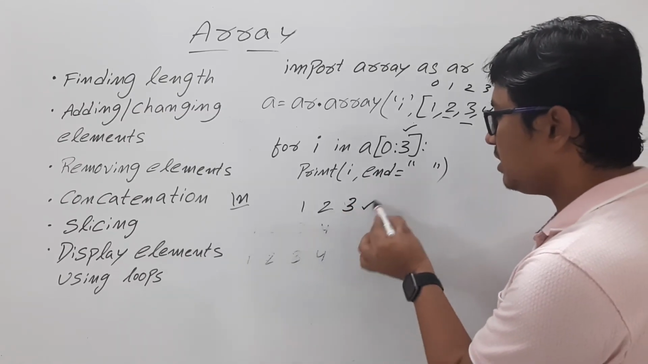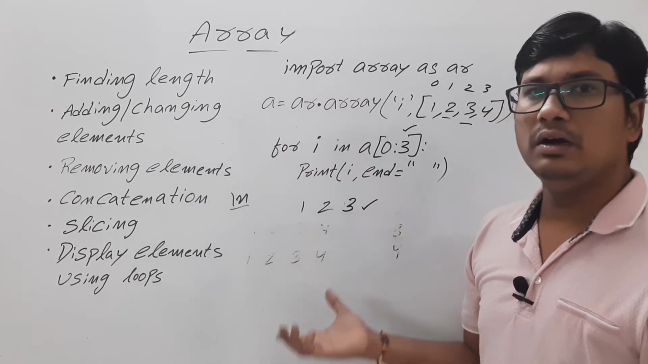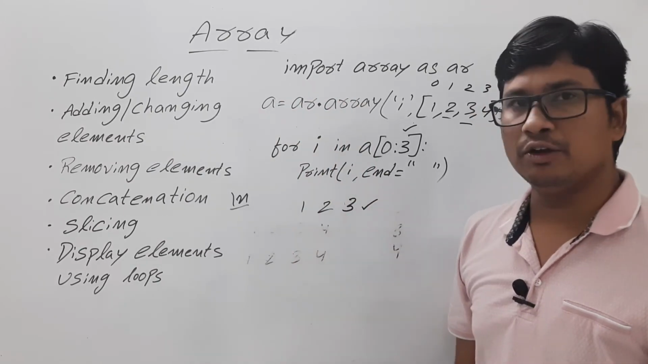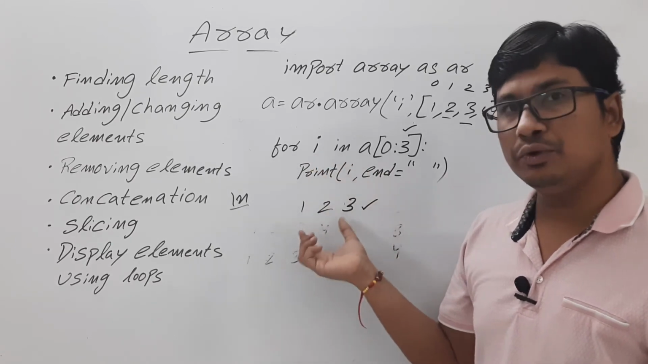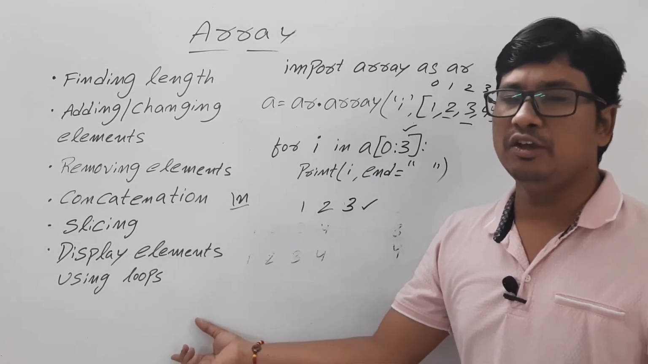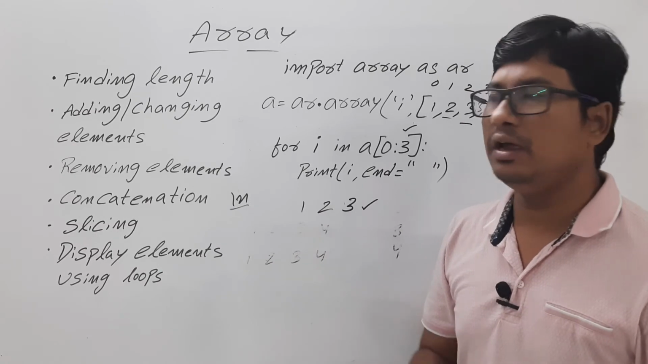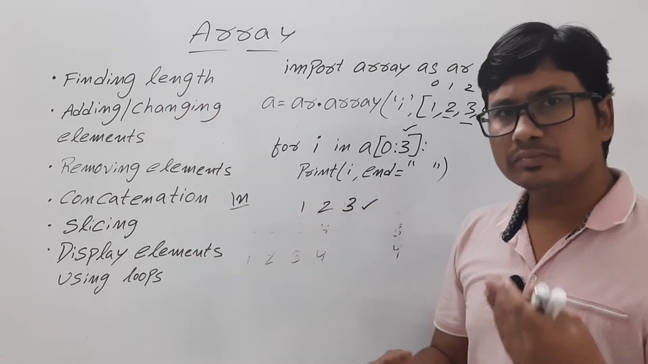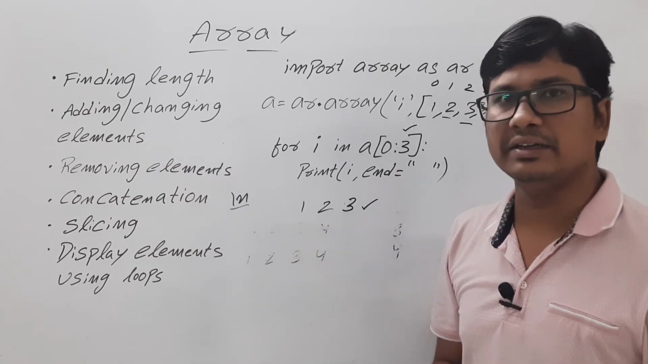So this is the way you can display the elements in the array using the for loop. You can even try using the while loop. I request you to try to display the elements in an array using loops. If you cannot do it, I will discuss it in the description section for you. Now all this concept we will discuss in the Jupyter notebook for better understanding.